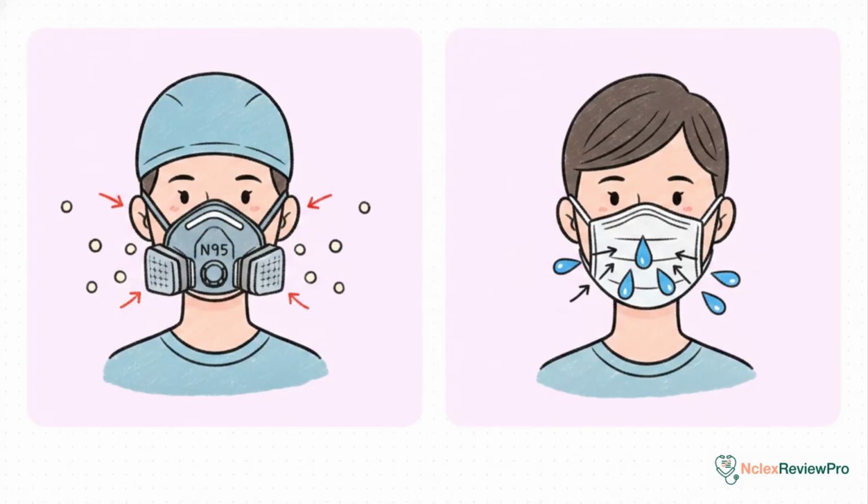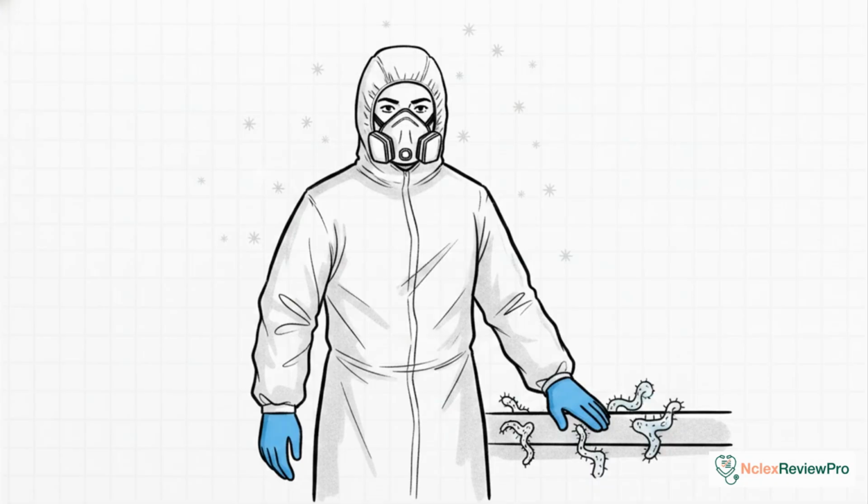And take a look at the contrast between these masks, because the NCLEX loves to test this exact distinction. An N95 respirator is what you, the nurse, wear to go into an airborne room to protect yourself from inhaling those tiny suspended particles. But a standard surgical mask? That's used for droplet precautions, and its main job is actually to protect everyone else from what the wearer is exhaling.